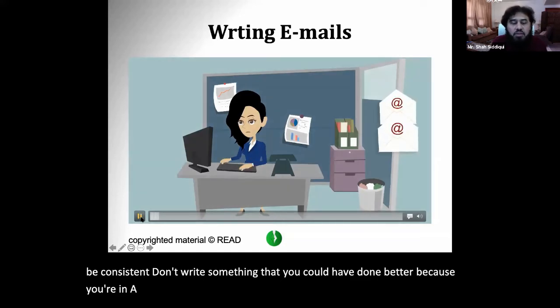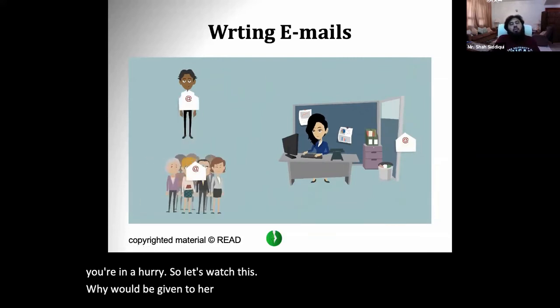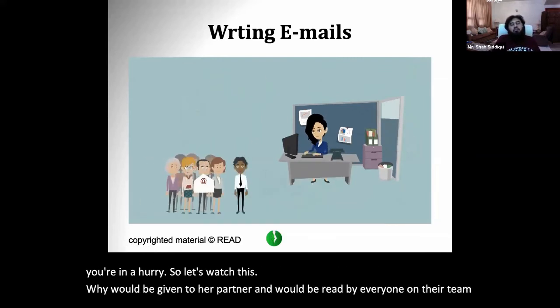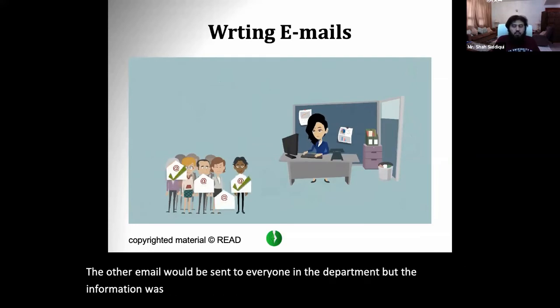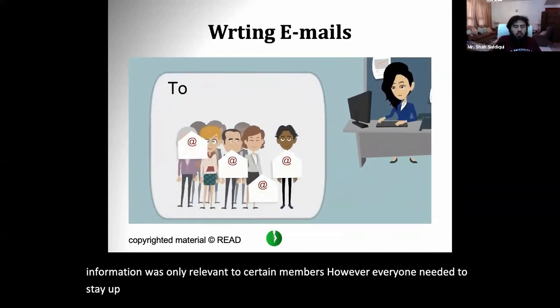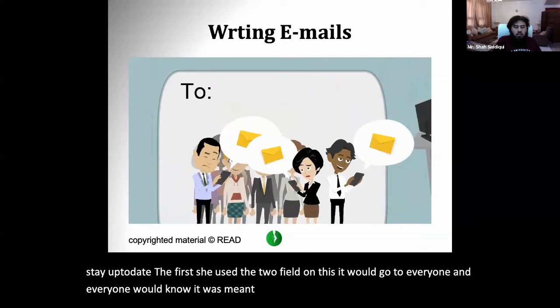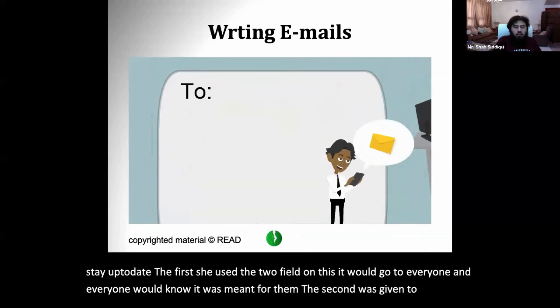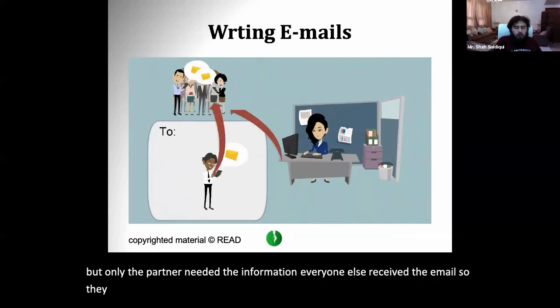So let's watch Victoria. Victoria wanted to write 2 emails. One would be given to her partner and would be read by everyone on their team. The other email would be sent to everyone in the department, but the information was only relevant to certain members. However, everyone needed to stay up to date. The first, she used the To field. This ensured it would go to everyone and everyone would know it was meant for them. The second was given to everyone, but only the partner needed the information. Everyone else received the email so they could stay informed and up to date on the current project and its progress.